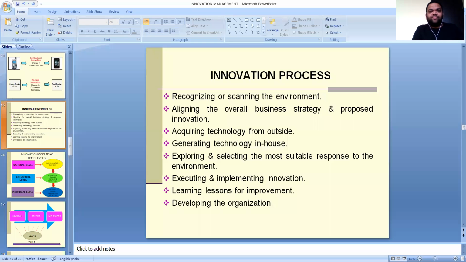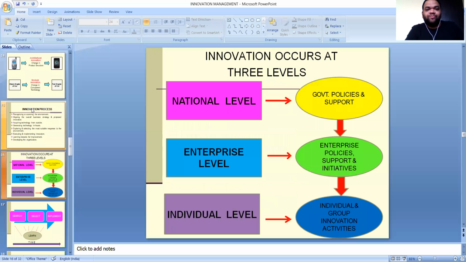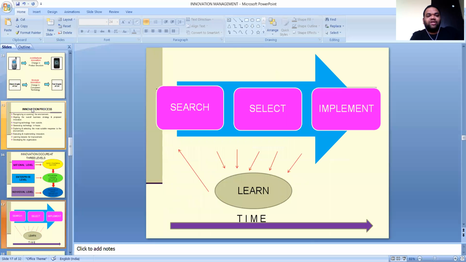Okay, innovation process. If you remember, we have already completed this in the last class. That is the innovation process. Later on we came to know how innovation occurs at three levels, and then how the implementation of this innovation happens along with time, by learning.